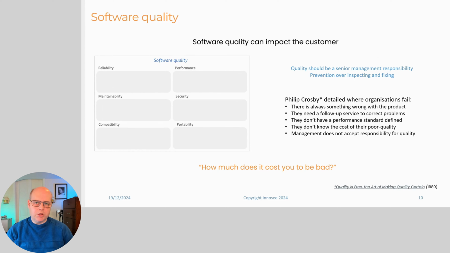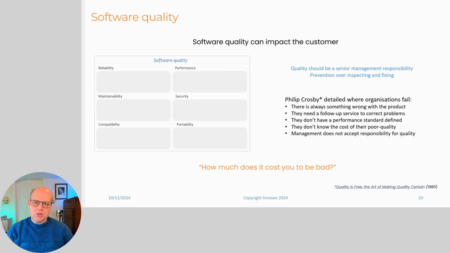Imagine finding a bug with someone sitting next to you versus it going out to a major client and then being reported through support teams, going back to your development teams, going back to your test teams. You can imagine the additional cost there. So building quality in is an important aspect here. Phil Crosby, one of the leaders in the early 1980s around quality, basically studied where organizations fail.